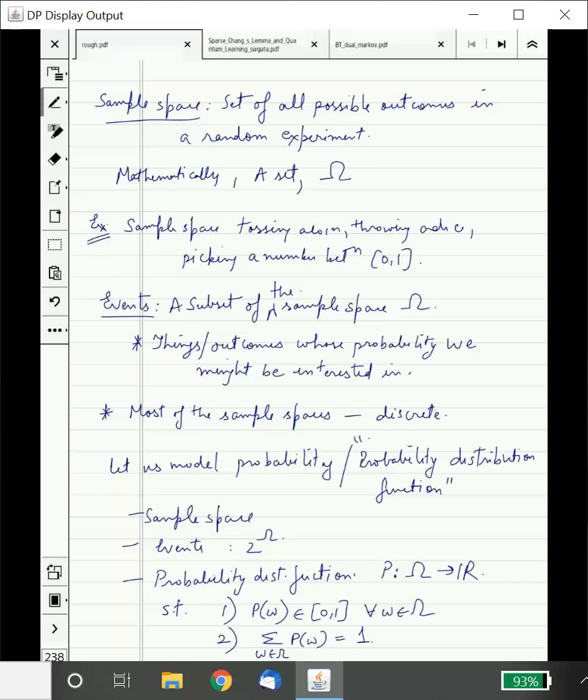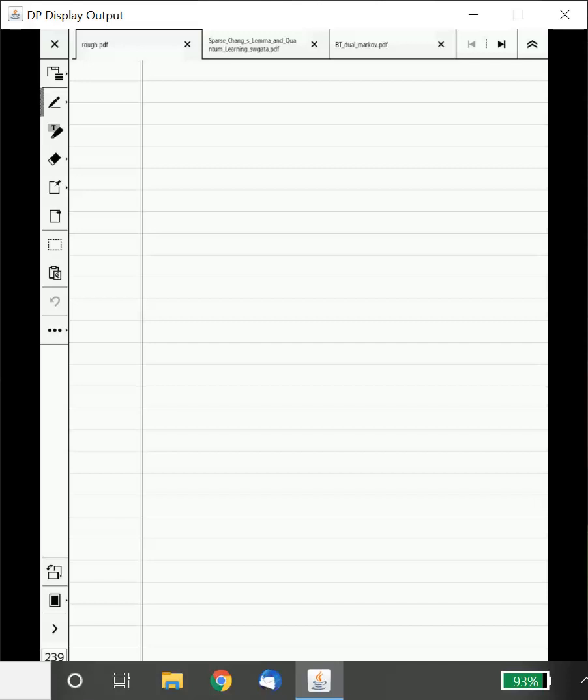This way, we will model our experiments where the sample space is discrete. We will talk about a more general framework in the next lecture, but let's stick to it at this point. So remember, to model, we need the sample space of the experiment, then the events are all possible subsets of that sample space, and then we talk about a probability distribution function, which is a function from omega to the real numbers which satisfies these two properties. This is a complete model of a probability event.